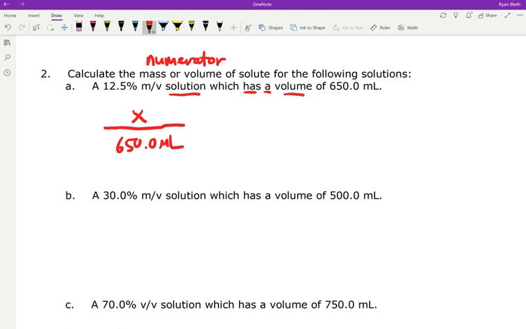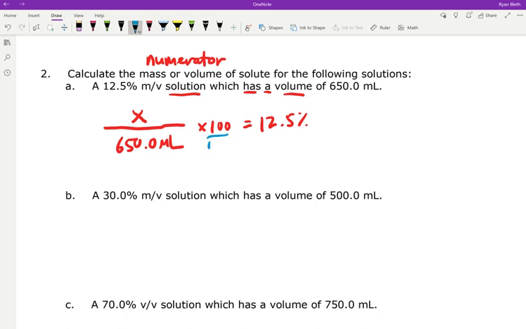So that's my volume of solution, not my solute. Times 100 equals a concentration they gave us of 12.5%. As far as working out the calculation from here, for number 2, we need to just solve for x. If you want to go through the math of this, we're going to divide both sides by 100. That'll get rid of that 100.